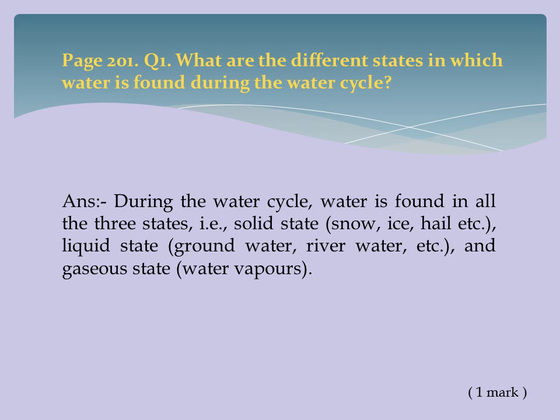Page number 201, question number 1. What are the different states in which water is found during the water cycle? Answer. During the water cycle, water is found in all the three states, that means solid state: snow, ice, hail, etc., liquid state: groundwater, river water, etc., and gaseous state: water vapor.